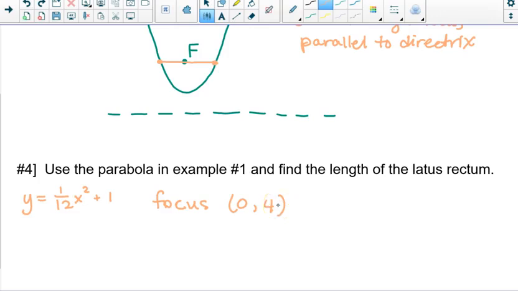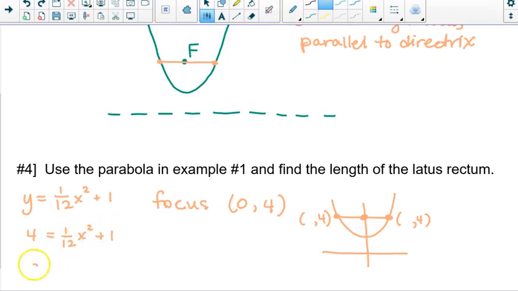We're looking for the points that are also at a height of 4. If this is (0, 4), then what other points are at a height of 4? Those points have to fall on the parabola, so they have a y-coordinate of 4. Why don't we take 4 as our y, plug it in, and solve for x.